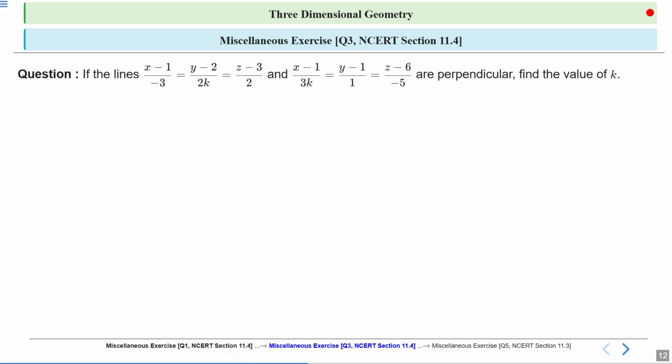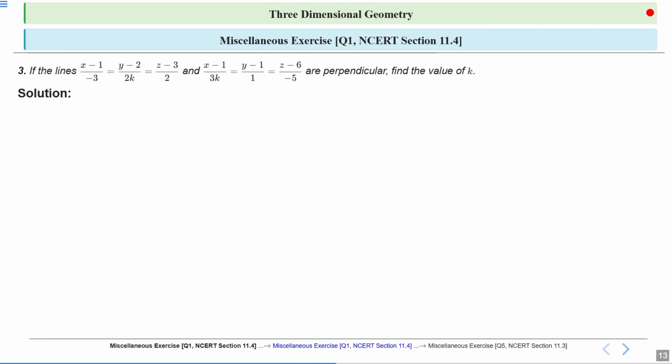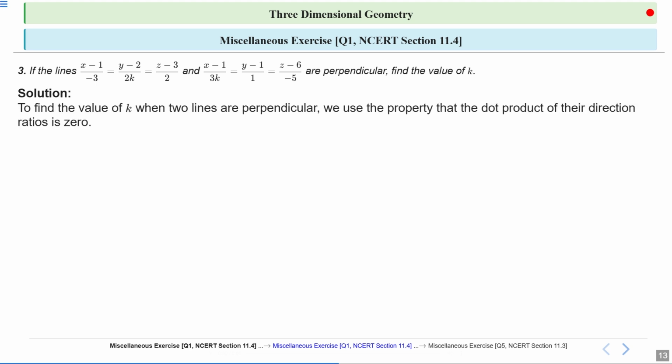Miscellaneous exercise question number 3, which says if the lines x minus 1 upon minus 3 is equal to y minus 2 upon 2k is equal to z minus 3 upon 2 and x minus 1 upon 3k is equal to y minus 1 upon 1 is equal to z minus 6 upon minus 5 are perpendicular, find the value of k. We are given two lines and it is also given that these two lines are perpendicular. So, let's see the solution part.